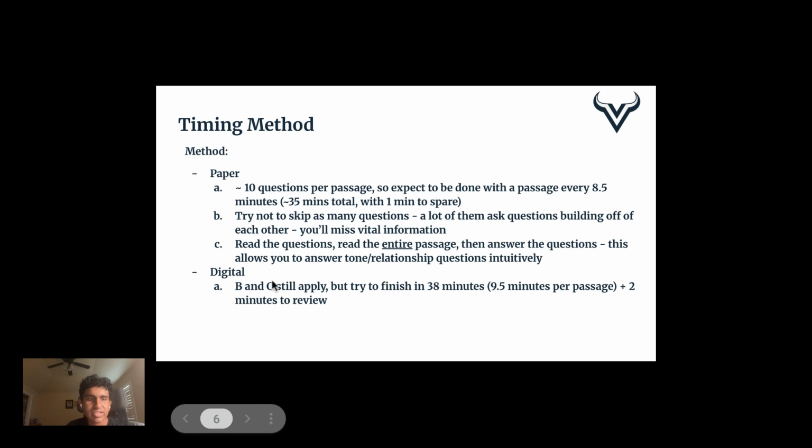For the digital ACT, B and C still apply, but you're just applying a timing change. You want to try to finish in 38 minutes, which is about 9.5 minutes per passage, giving you 2 minutes to review at the end.